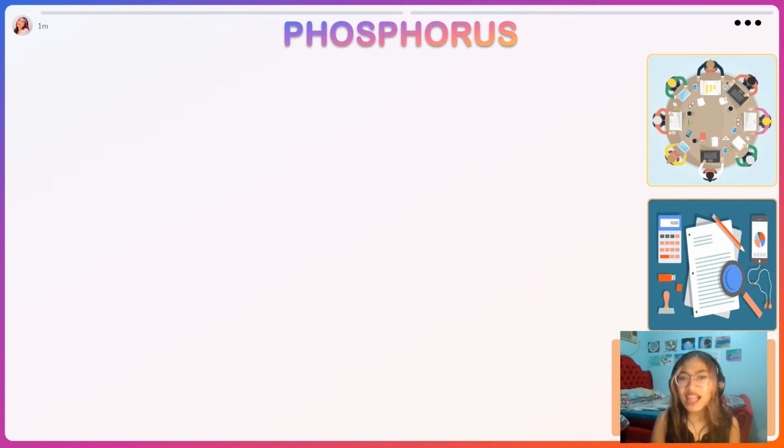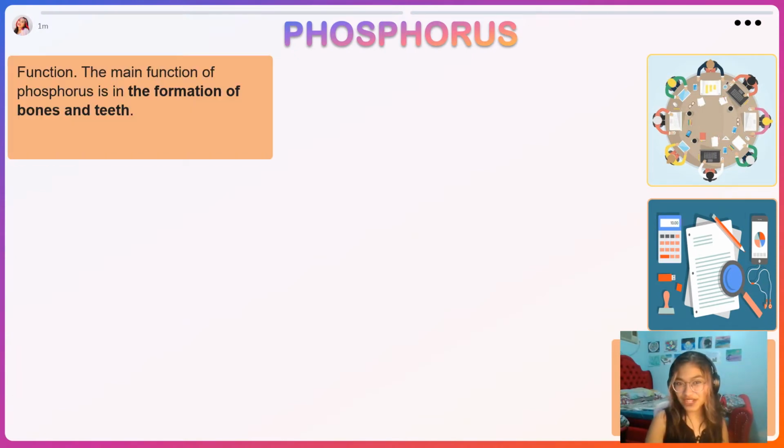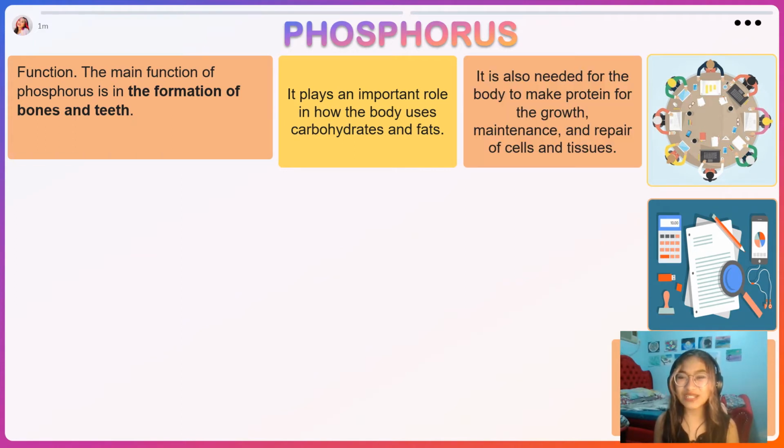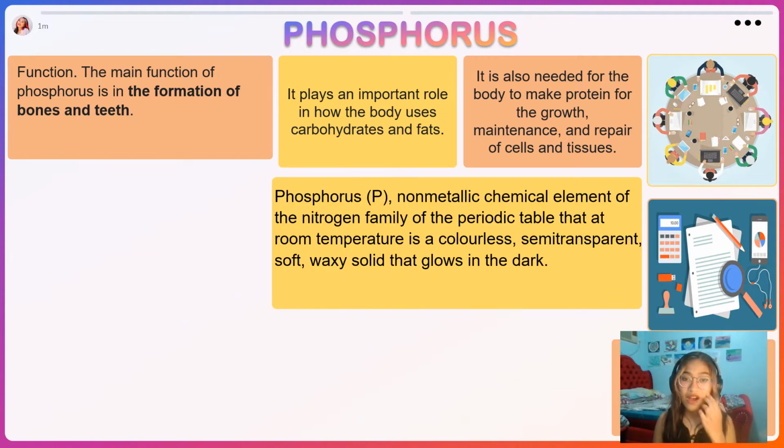Phosphorus cycle. Let us know what phosphorus is. The main function of phosphorus is in the formation of teeth and bones. It plays an important role in how the body uses carbohydrates and fats. It is also needed to make protein for the growth, maintenance, and repair of cells and tissues in our body.